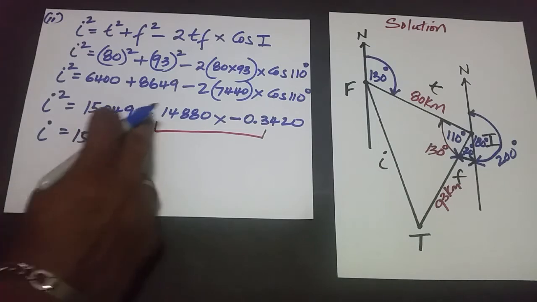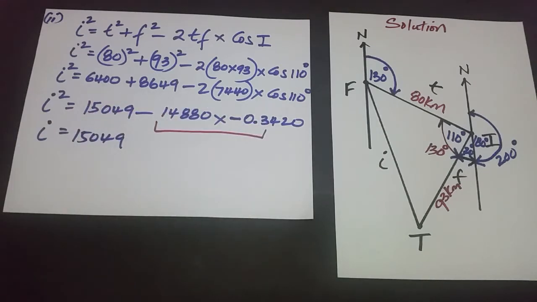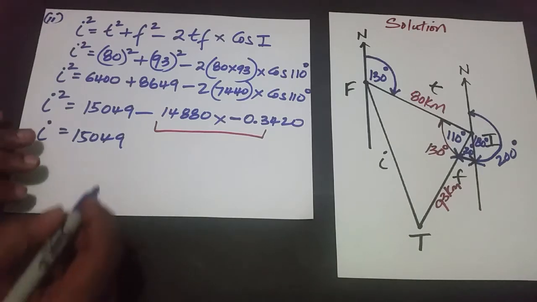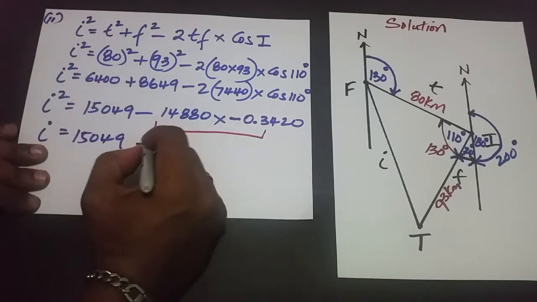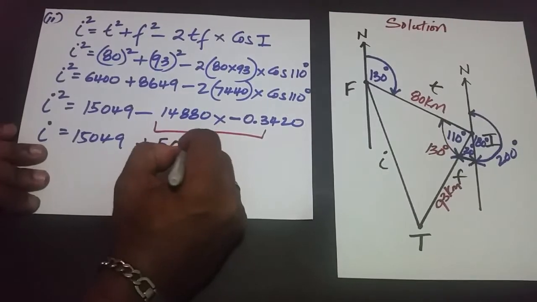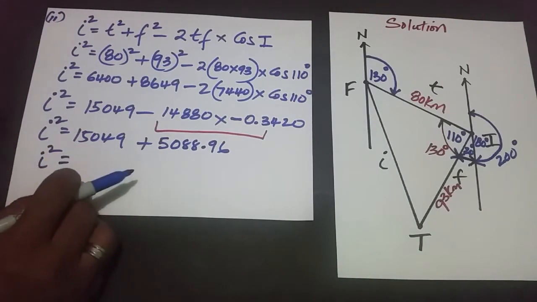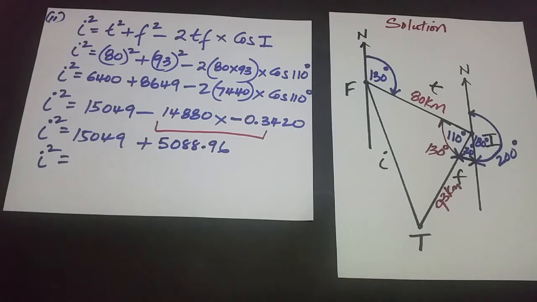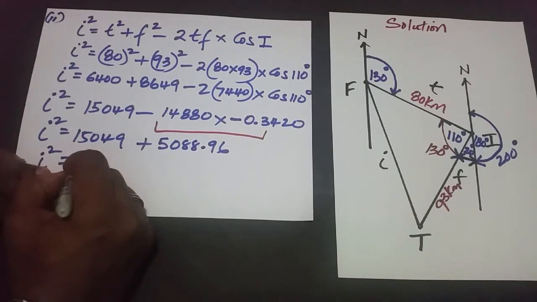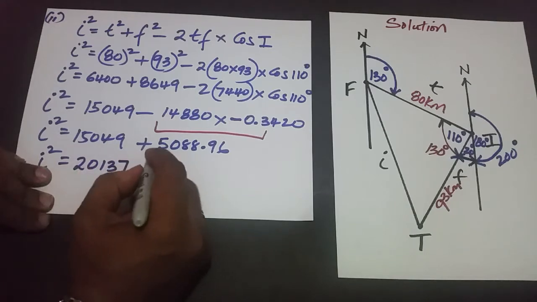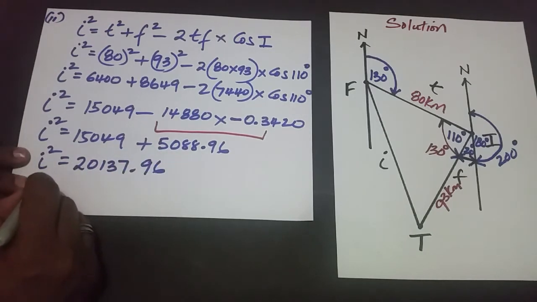So this is going to be 15,049, and I'm going to multiply these two negative numbers here. So negative 14,880 times negative 0.3420 is going to give us, that looks to be positive, 5,088.96. So this is going to be the sum of those two. So I'm going to add 15,049 to that 5,088.96, and that's going to give us 20,137.96.